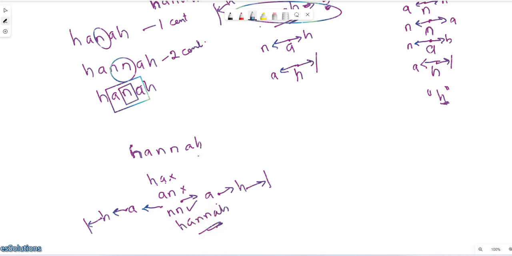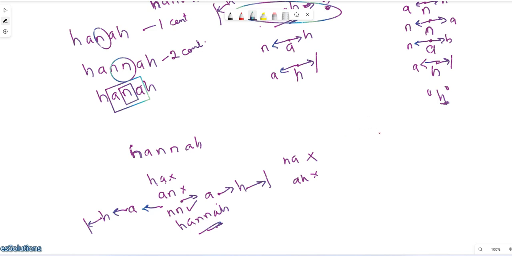If we continue with NA, this is not palindromic. AH is not palindromic. And with this we are able to get that Anna, with the double N, is a palindromic word. So let's put this together and see the complexity for this.